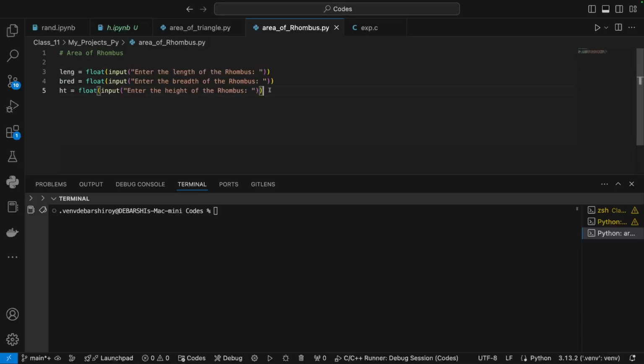For faster speed I am providing this. Then area is 1 by 2 multiplied by length plus breadth and multiplied by height, and then print the area. Okay, for faster viewing of this video I am showing it fast.